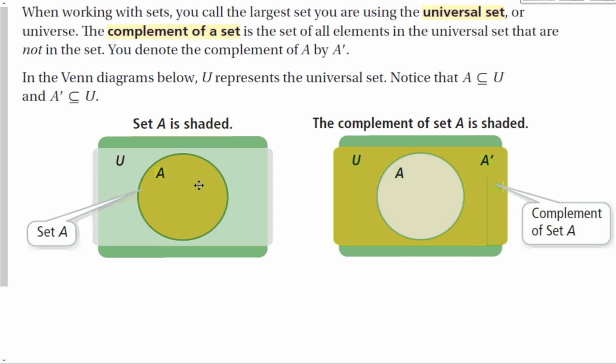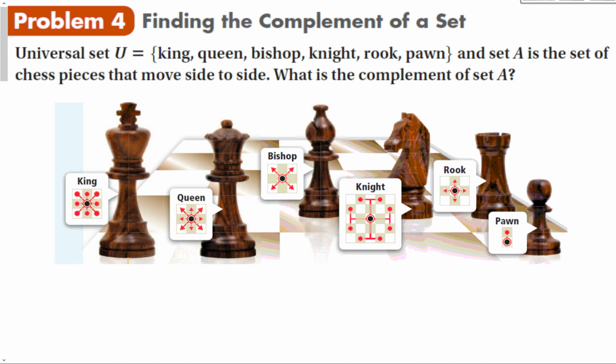And the complement of A, everything that's not A, is now this new darker green color. So here is the whole set. Here is the A, and then everything inside the U that is not A, the complement of A. The universal set is king, queen, bishop, knight, rook, pawn. And A is the set of chess pieces that move side to side. If you don't play chess, you can see how each one of these pieces actually moves.